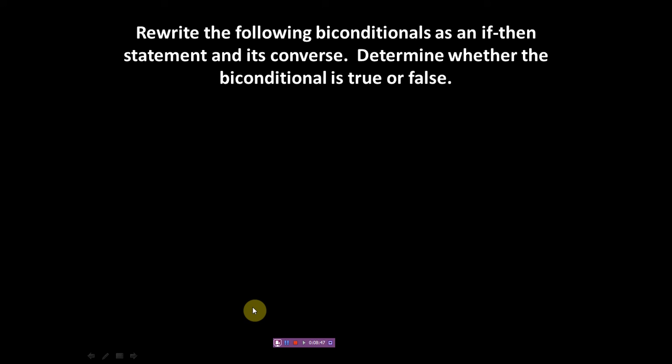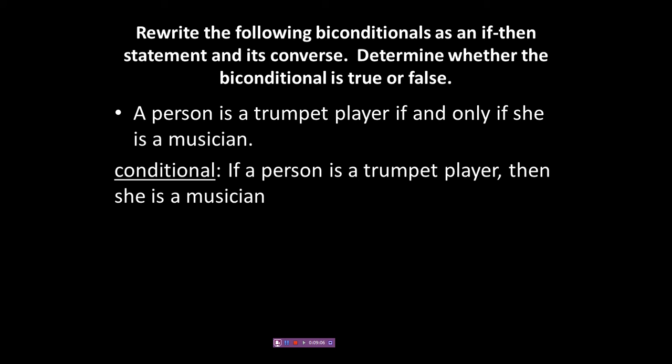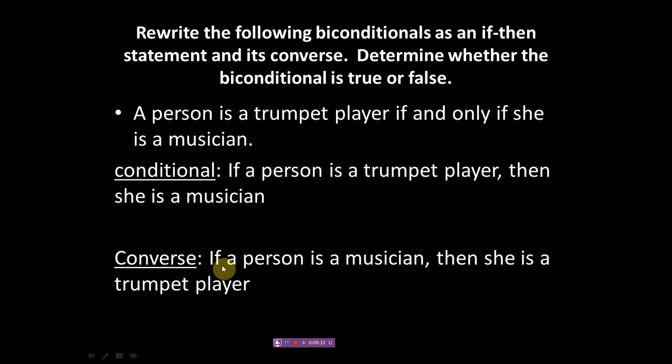And now we're going to move on to the last part, which is for us to analyze and rewrite biconditionals as an if-then statement and the converse, and then determine whether the biconditional is true or false. So our biconditional here is, a person is a trumpet player if and only if she is a musician. So our conditional we can write as follows: if a person is a trumpet player, then she is a musician. And our converse, we just swap the hypothesis and the conclusion. If a person is a musician, then she is a trumpet player.